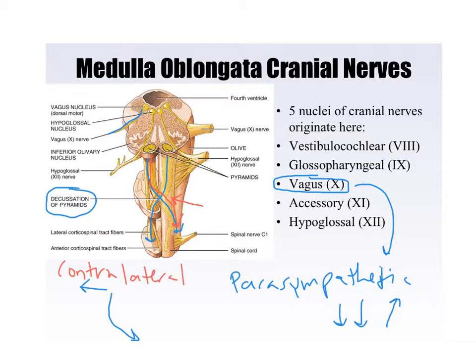And all that means is that the left side of your brain, the nerves cross over and control the right side of the body. If it controlled the same side of the body, it would be called ipsilateral. But no, it's contralateral because it controls the opposite side of the body.